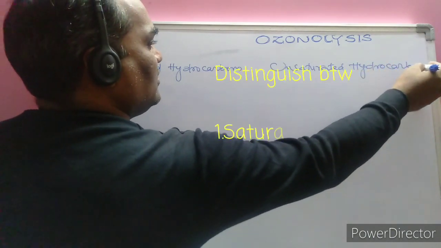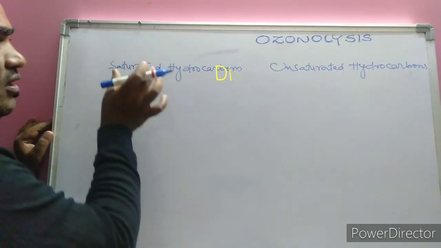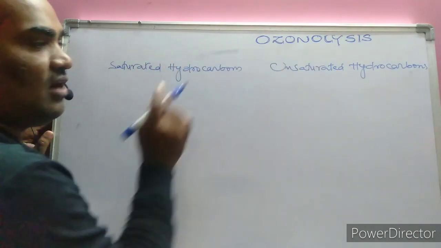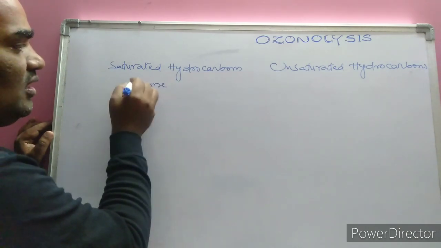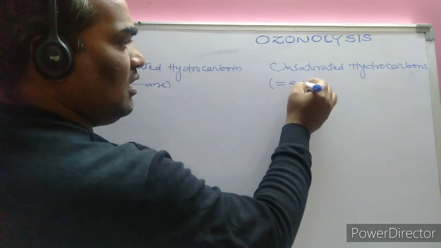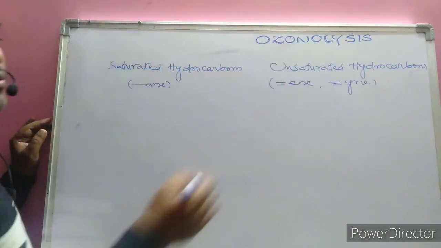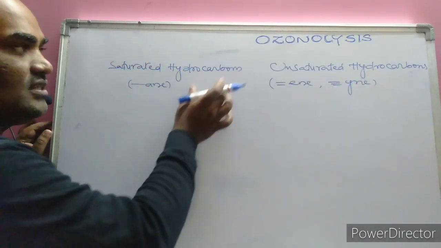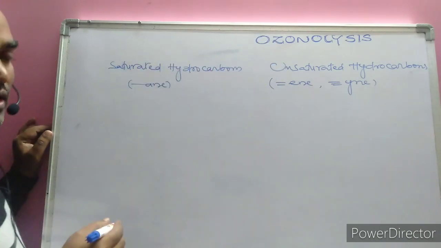Before ozonolysis, what is the importance of ozonolysis? I am trying to explain. Here is a saturated hydrocarbon and an unsaturated hydrocarbon. Saturated hydrocarbon is nothing but only alkane, and unsaturated hydrocarbon is an alkene, as well as alkyne is an unsaturated hydrocarbon. Why I am discussing this from the ozonolysis point of view is: what is the use of ozonolysis?